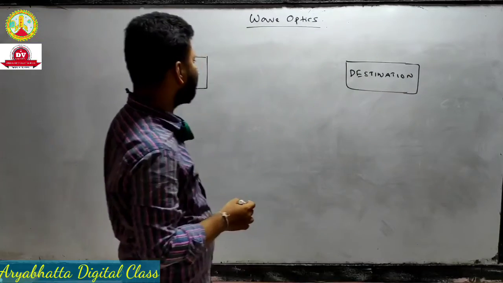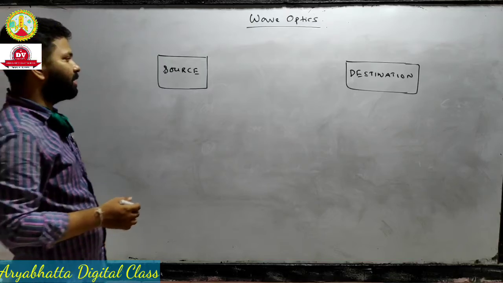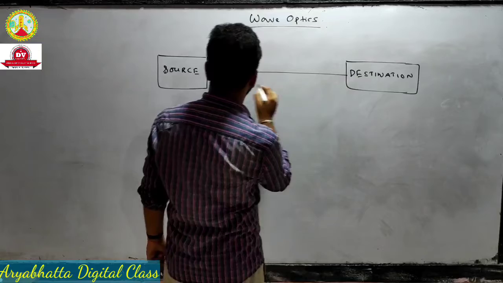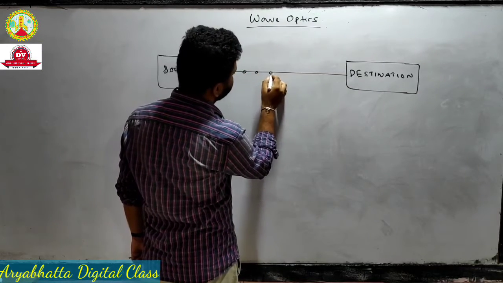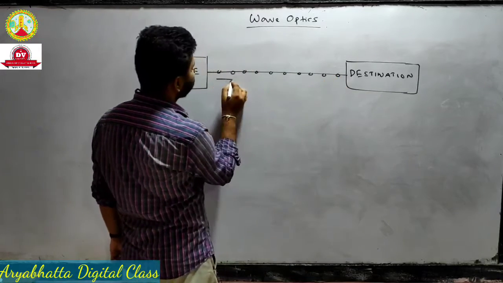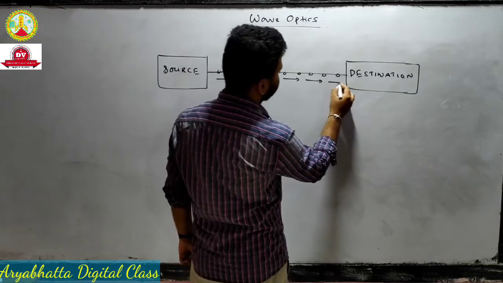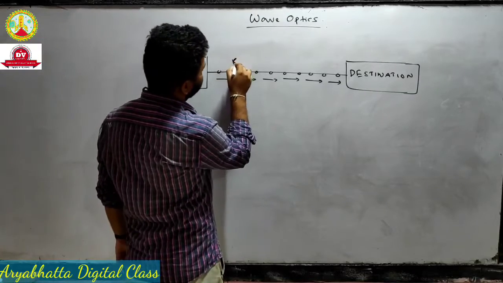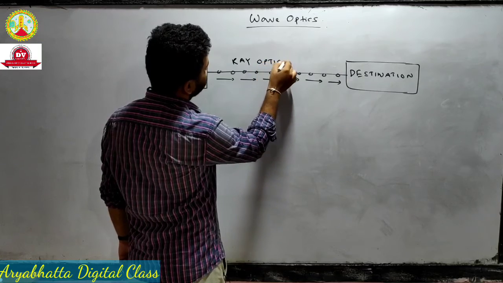If you want to transfer light from the source to the destination, then ray optics tells us that the particles will move from the source to the destination. The particles move gradually from this position to this position, and they transfer energy to the destination. This is the fundamental of ray optics, and ray optics tells that the particles move in a straight line.